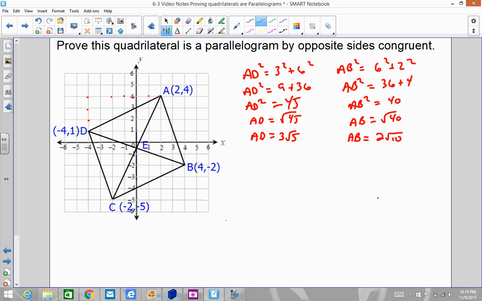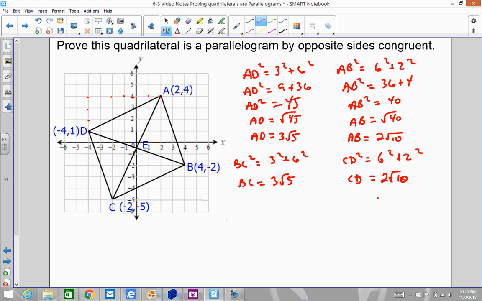Okay, so to find the length of BC and CD also, we can pause the video and do those. BC squared is equal to 3 squared plus 6 squared. Well, we've already done 3 squared plus 6 squared, so we know that BC is equal to 3 square root of 5. And then CD squared is equal to 6 squared plus 2 squared. And we know that CD is going to be equal to what it was up above, which is 2 square root of 10.